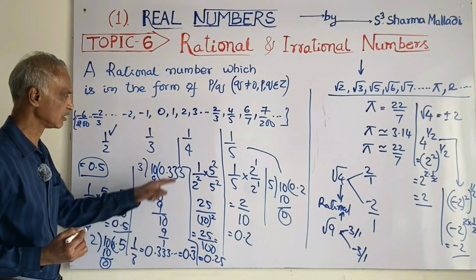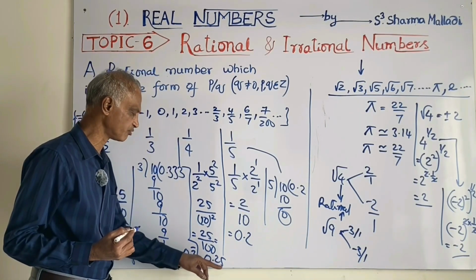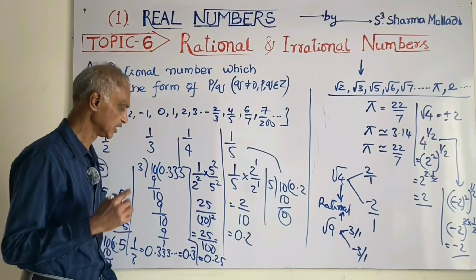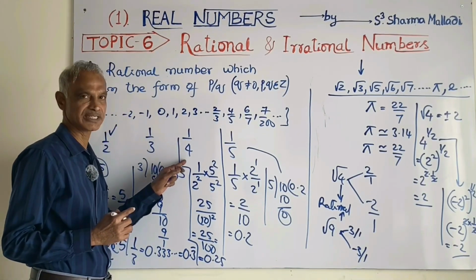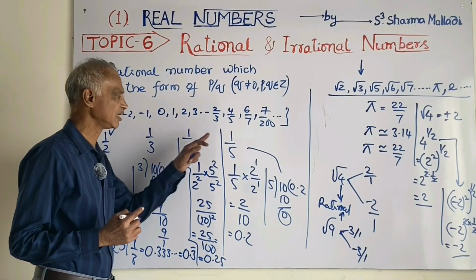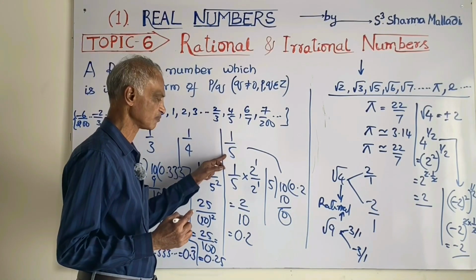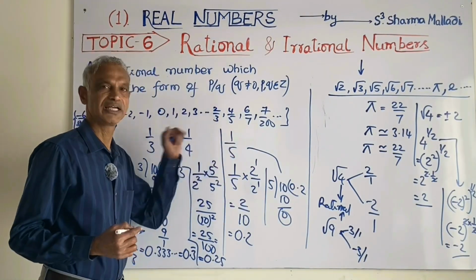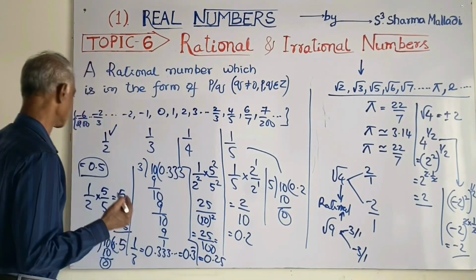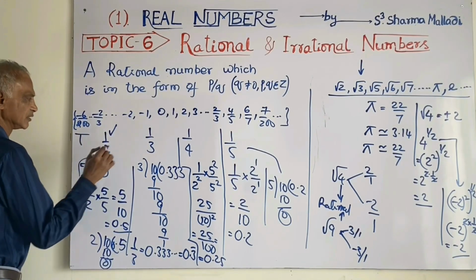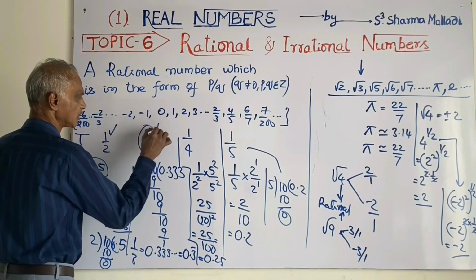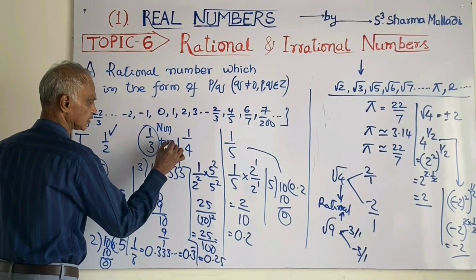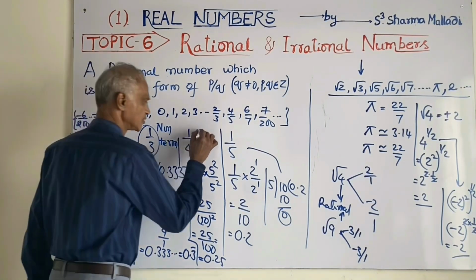1 by 4 can be written as 0.25. You see, if you divide 1 with 4, you are getting remainder as 0. That's why it is terminating decimal expansion. And also when you divide 1 with 5, you are getting remainder as 0. That's why it is called terminating decimal expansion. This is terminating. This is non-terminating decimal expansion.